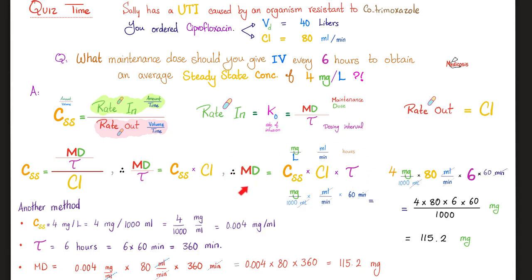And when you do the math, you'll find that the maintenance dose is 115 milligrams, which means every 6 hours, you need to give Sally an IV bolus dose of ciprofloxacin. How much? 115 milligrams every 6 hours. Why are you doing this? To reach an effective steady state concentration of 4 milligrams per liter to treat her UTI.